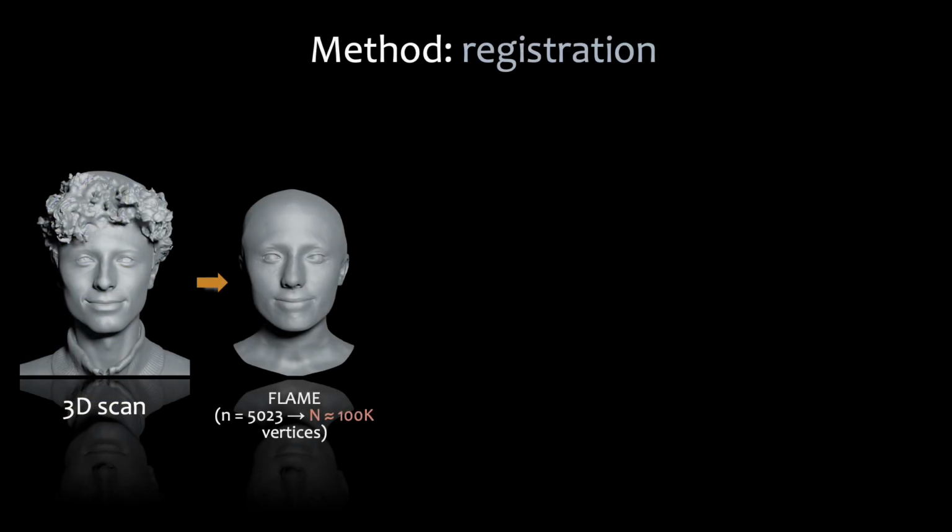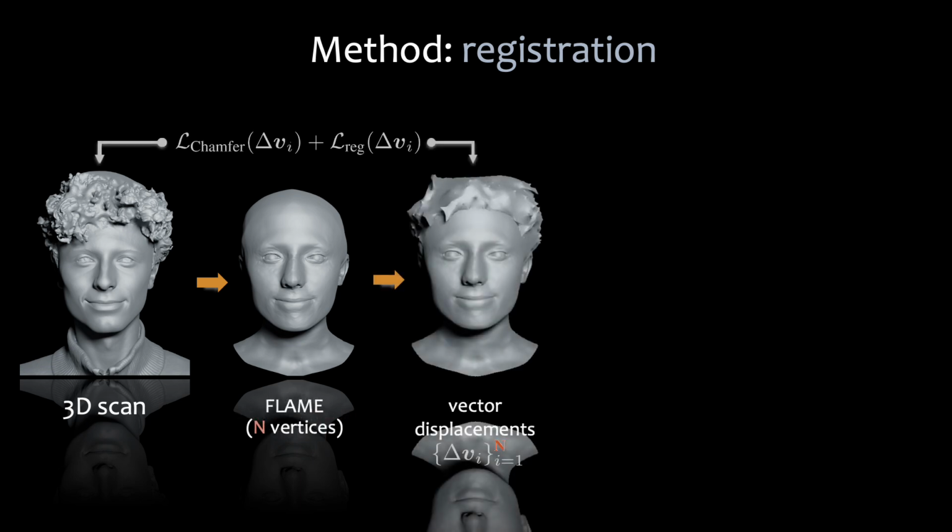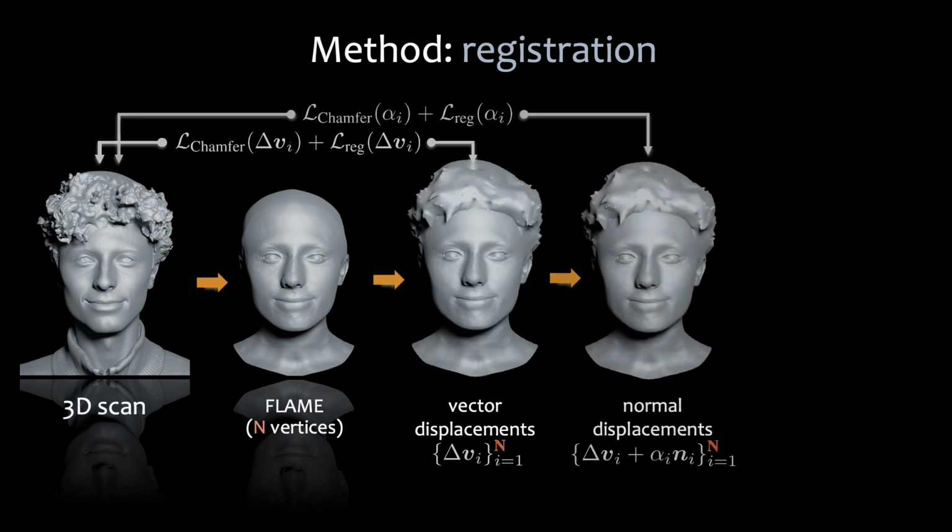In more detail, in order to register the parametric template with a 3D scan, we first fit the FLAME morphable model to the face landmarks of the template and subdivide it. Later, we regress vector displacements for the subdivided template vertices to roughly approximate the ground truth geometry. The learned displacements are refined along the normals to represent fine details.